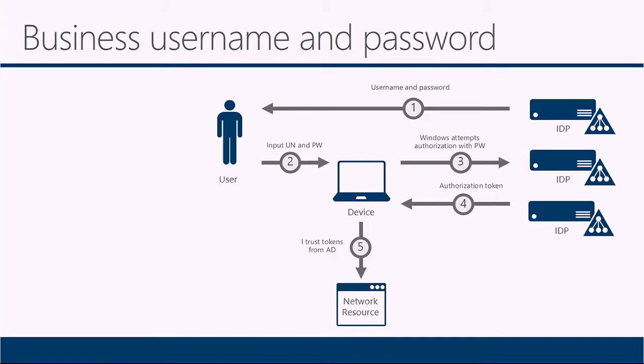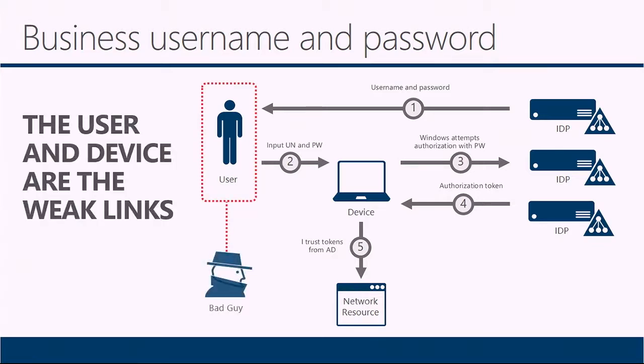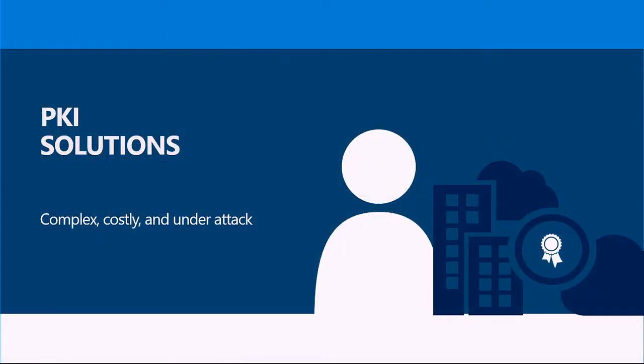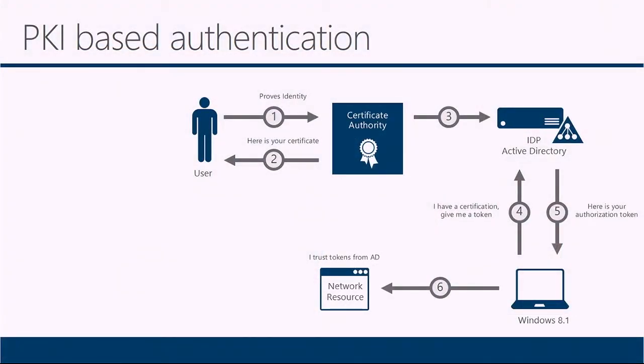And so, big challenges here with passwords. The user is the weakest link, and the device becomes the weakest link. If you think back to what I was talking about before, the LSA secrets, getting them off the file system. So, big challenges. People start to roll out PKI solutions, certificate-based solutions, to try and solve some of these things. PKI can be pretty complex. It can be costly, and really all that happens is then your certificate authority comes under attack.